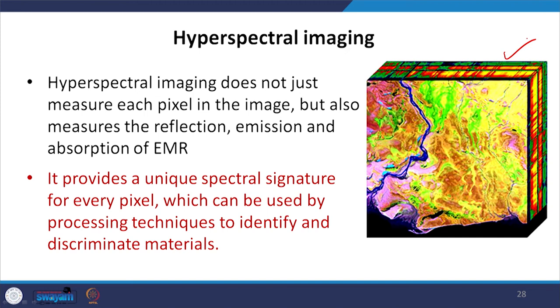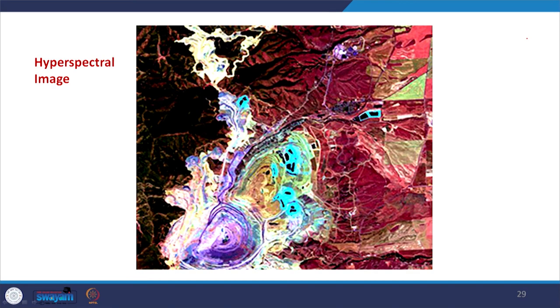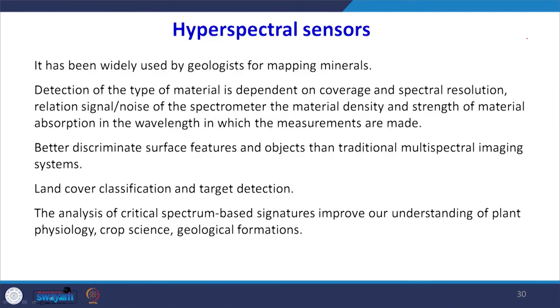That is what we have learned, and we are using similar knowledge in order to process this image and discriminate it from the other features. Now you can see the hyperspectral image, and here the different colors indicate the different types of ground objects or material characteristics present on the ground.